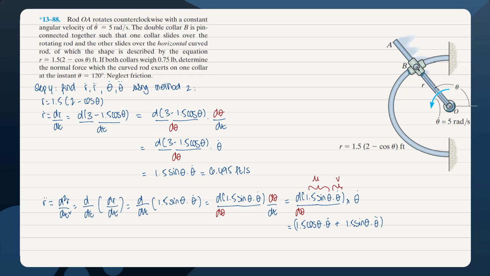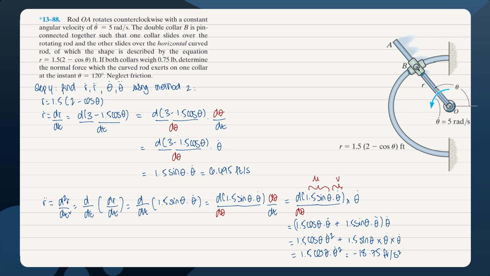We then factor that with the second term, which is theta dot. Now expanding this expression, one has 1.5 cosine theta, theta dot squared, plus 1.5 sine theta, theta double dot, times theta dot. Now we still didn't find an expression for theta double dot, noting that theta dot is equal to 5, its derivative is equal to 0, since theta dot is a constant.